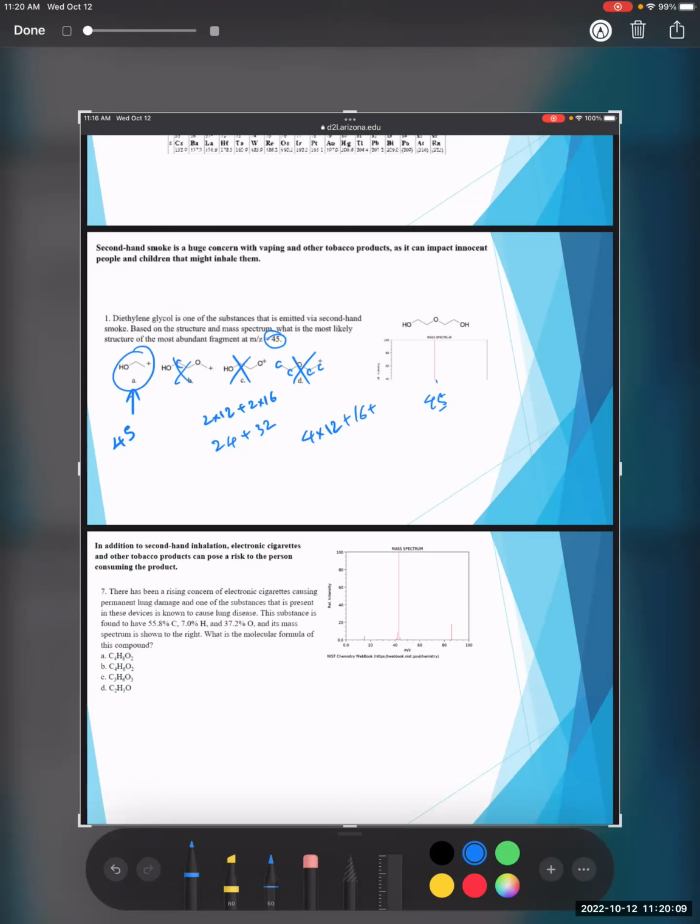Moving on to the next question. There has been a rising concern of electronic cigarettes causing permanent lung damage, and one of the substances present in these devices is known to cause lung cancer or lung disease. This substance is found to have these percentages of carbon, hydrogen, and oxygen, and its mass spectrum is shown to the right. What is the molecular formula of this compound?